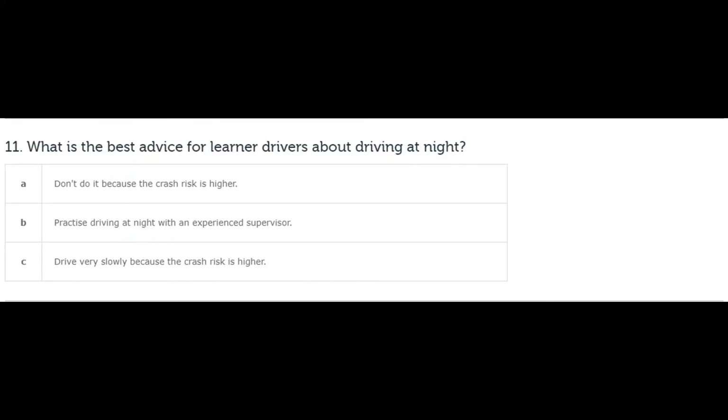Question 11. What is the best advice for learner drivers about driving at night? A. Don't do it because the crash risk is higher. B. Practice driving at night with an experienced supervisor. C. Drive slowly because the crash risk is higher.